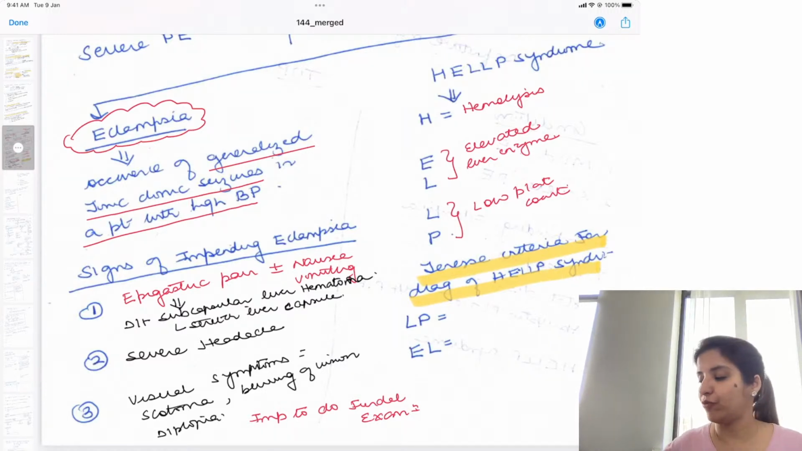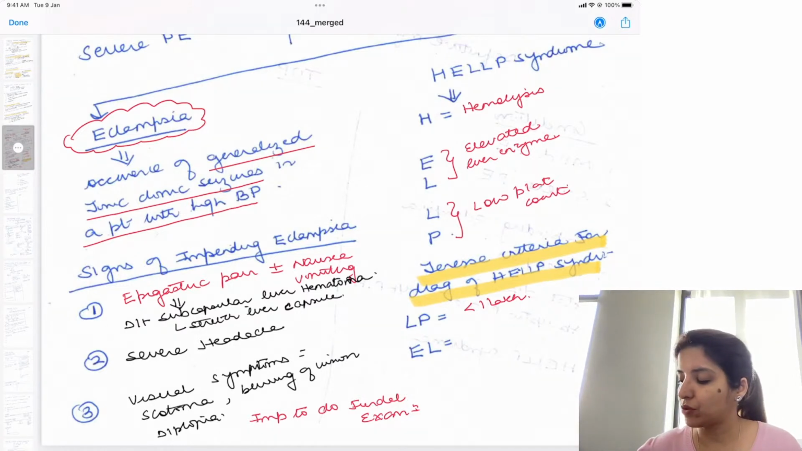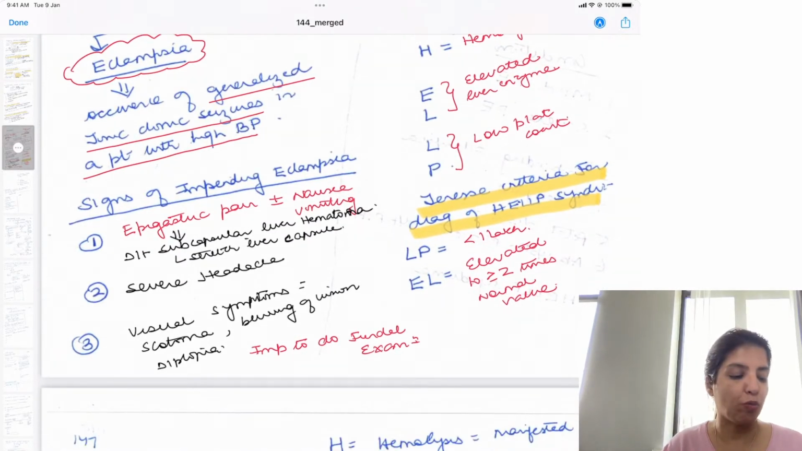Now, the Tennessee criteria for diagnosing HELLP syndrome, it's the same. Hemolysis, elevated liver enzyme, and low platelet count. But how much? Low platelet count, how much? Less than 1 lakh. So if platelet count is less than 1 lakh. Then elevated liver enzymes. How much elevated? So liver enzymes elevated to more than or equal to 2 times their normal value. Then, LP is low platelet count.